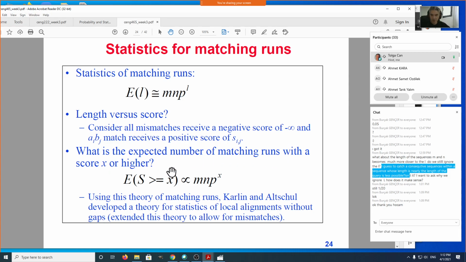Now, here is what we are trying to figure out next. If we have matches and mismatches, what is the expected number of matching runs? It is still roughly proportional to, instead of the length, you can immediately put in your score, whatever your positive score is. So the expected value of a score to be larger than or equal to some score x will be proportional, not exactly equal, to this. Which means that, fixing x the same, for example, you get a score of 80 in a matching run.